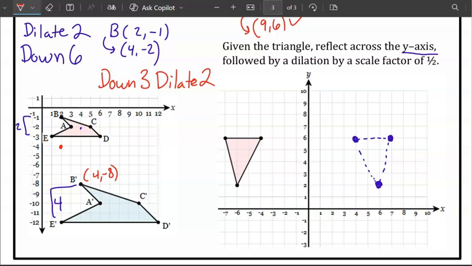To have our dilation by a scale factor of 1/2, we're going to multiply each coordinate by 1/2. Let's identify the coordinate points first. 4, 6, 7, 6, and 6, 2. All right, so our new dilated points would be 2, 3, 3.5, 3, and 3, 1.